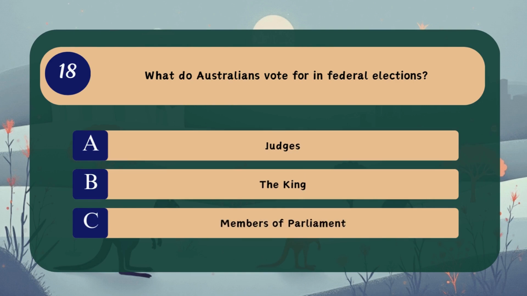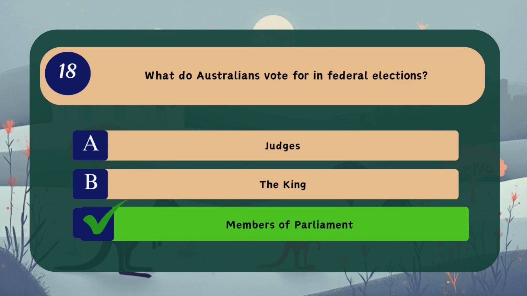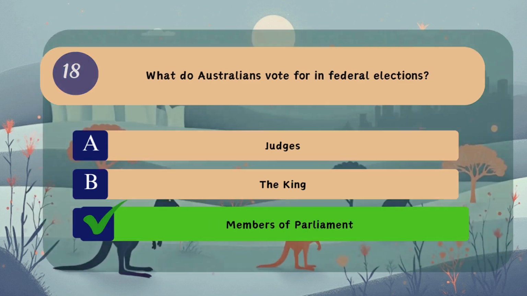Question 18. What do Australians vote for in federal elections? A. Judges, B. The King, C. Members of Parliament. Correct answer, C. Members of Parliament.